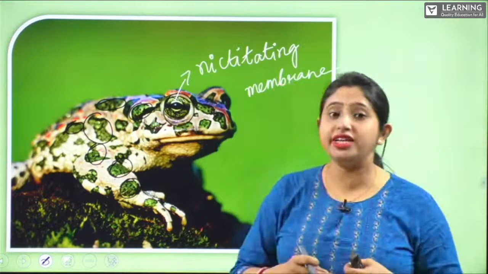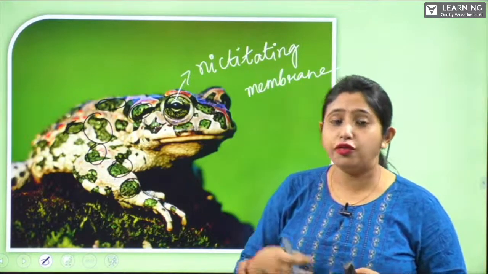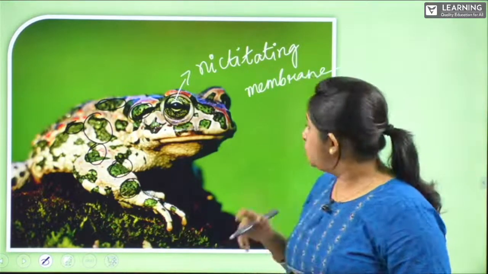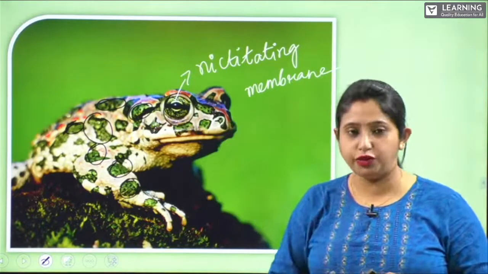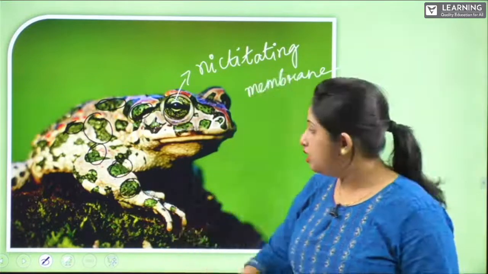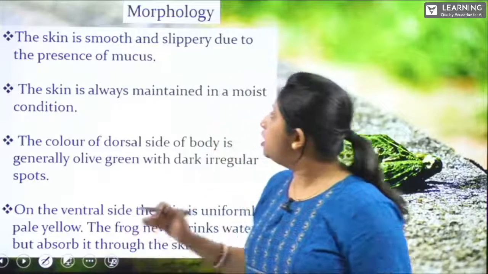So they have got a nictitating membrane which protects them from the dust. Okay, so they also have a nose here, as I have said, and also they have a tympanum, right? Which helps them in hearing. So next, the skin.